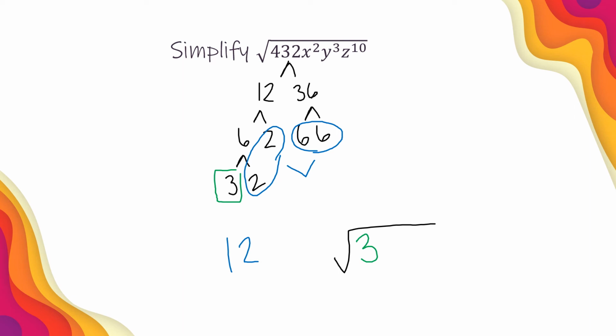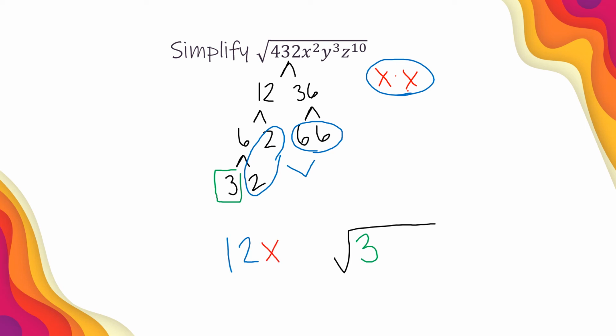So for the variables, I'm going to show you the long way first, but then as you get more comfortable, you're going to be able to do these in your head. So if I think about x squared, that means I have x times x. Okay, that's what x squared represents. Well, how many couples is that? That's one couple. So that means I'm going to have one pair come out because couples go out. So I'm going to have x in front of my radical.